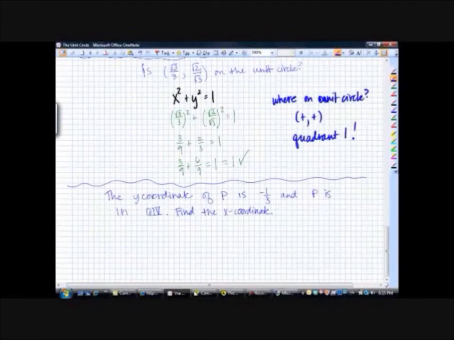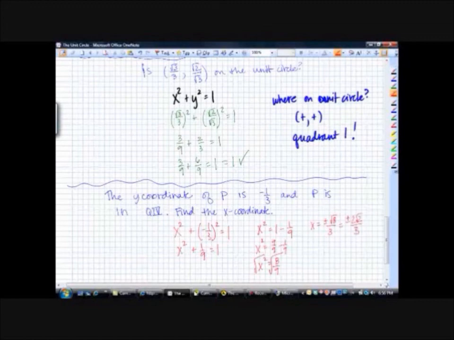Okay, the last question we're going to talk about is a question like this, where it says the y-coordinate of P is negative 1/3 and P is in quadrant 4. Find the x-coordinate. So again, we're going to use our trusty little formula. We know that y is negative 1/3, so we say x squared plus negative 1/3 squared equals 1. So x squared plus 1/9 equals 1. x squared equals 1 minus 1/9, so x squared equals 9/9 minus 1/9. So x squared equals 8/9. We take the square root of both sides and we get x equals plus or minus root 8 over 3. And hopefully you all know that root 8 reduces to plus or minus 2 root 2 over 3.